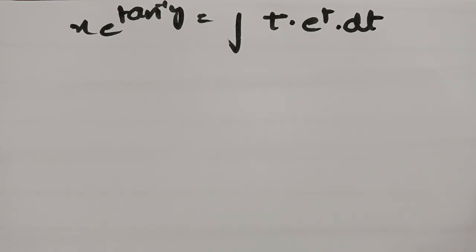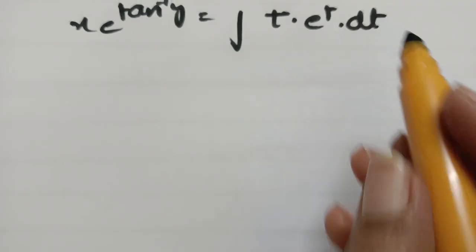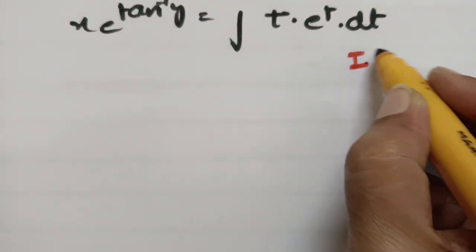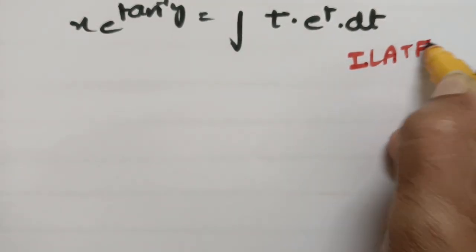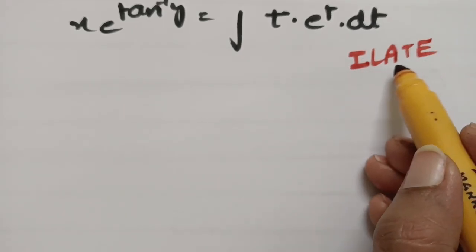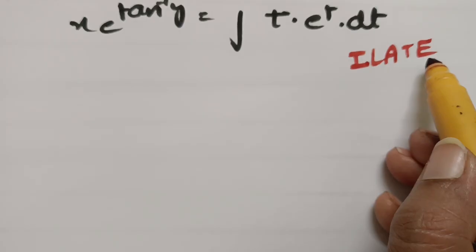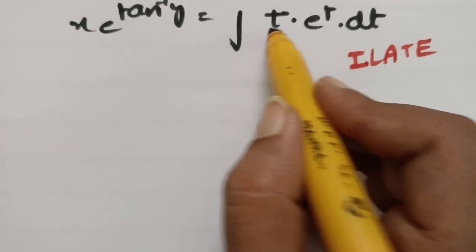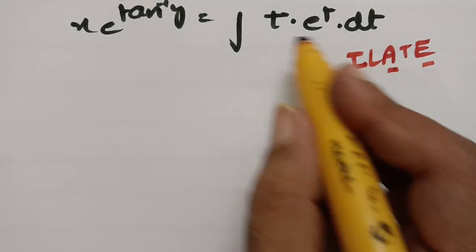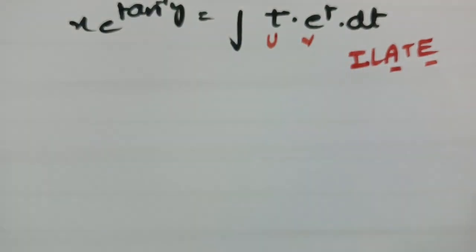And now see here, this is a uv rule, integral uv dx. Then what will be u and what will be v? As I have said, ILATE. First we have to select inverse trigonometric functions, next logarithmic functions, next algebra, trigonometry and exponential functions. So here is an algebraic function, algebra is here and exponential function is here. So first this value will be u and this value will be v.